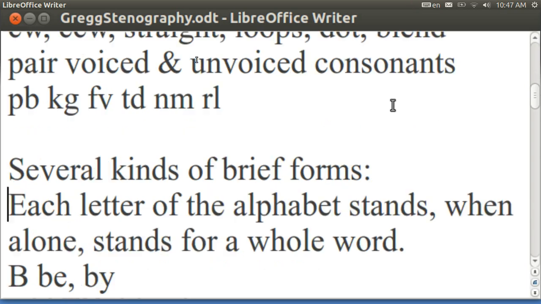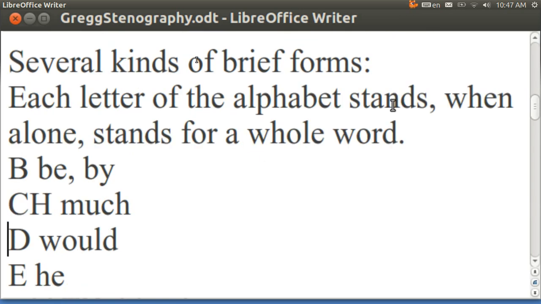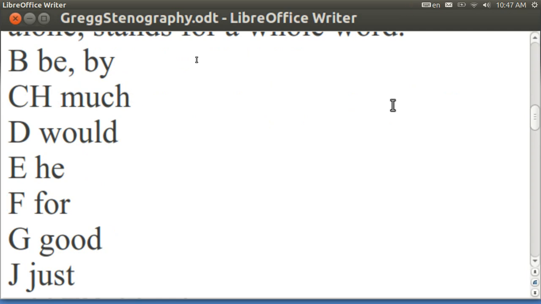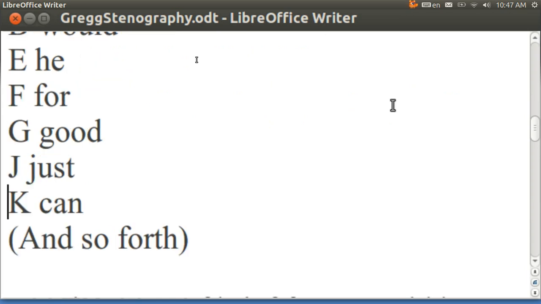He did something else. He took every single letter of the alphabet and he said, well, you know, when you write it by itself, let's call that a whole word. You just got to memorize those. So in other words, B by itself is the word be or by, and D by itself is the word would. CH is actually one letter of the alphabet that he made. There is a letter of the alphabet that's a ch sound. E by itself is he, F is for, G is good, J is just, and so on. Every letter of the alphabet stands for a single word.